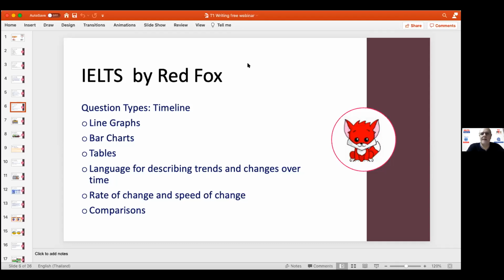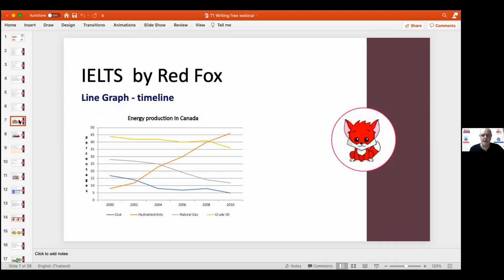We also have to make comparisons where relevant, as we found out earlier. And in timeline questions, we do this by looking at the different categories and expressing similarities and differences. So let's take a look at some of these question types, the different forms that we might see. Firstly, here's a line graph type question.